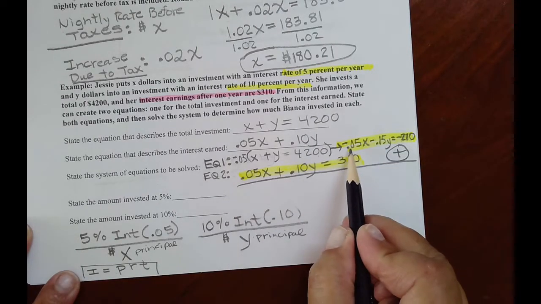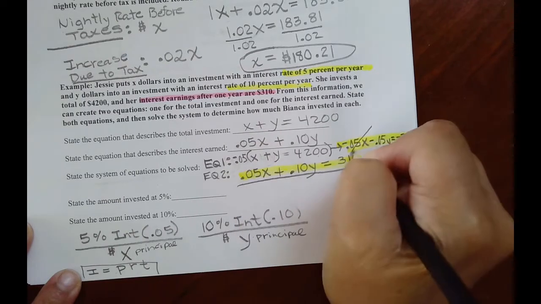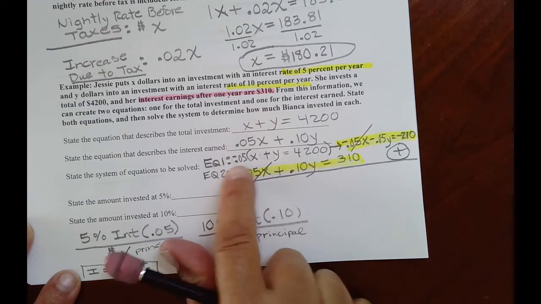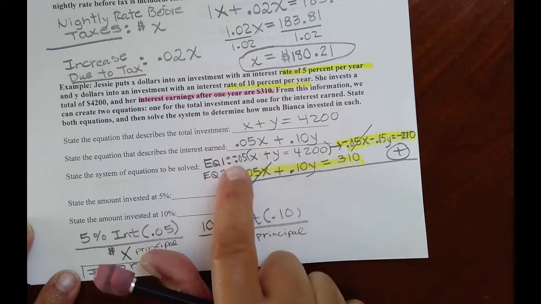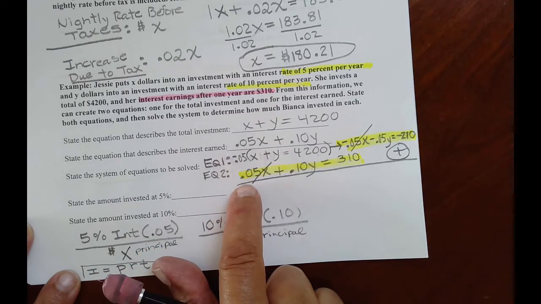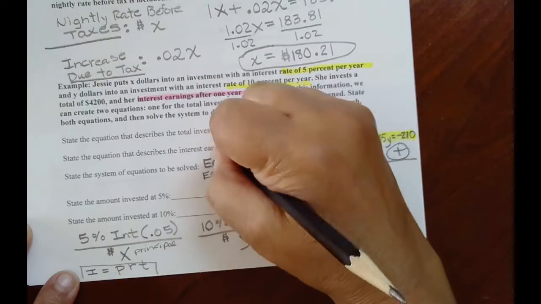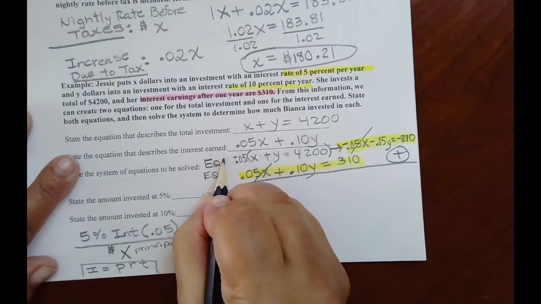Okay, so negative 0.05x combined with positive 0.05x would get the x's to go away. That is the whole point behind the elimination method. You play around with the coefficients, trying to get the same coefficient on one variable as you have in the equation below it, only with opposite signs. Because if they don't have opposite signs, then they're not going to cancel when you add them.